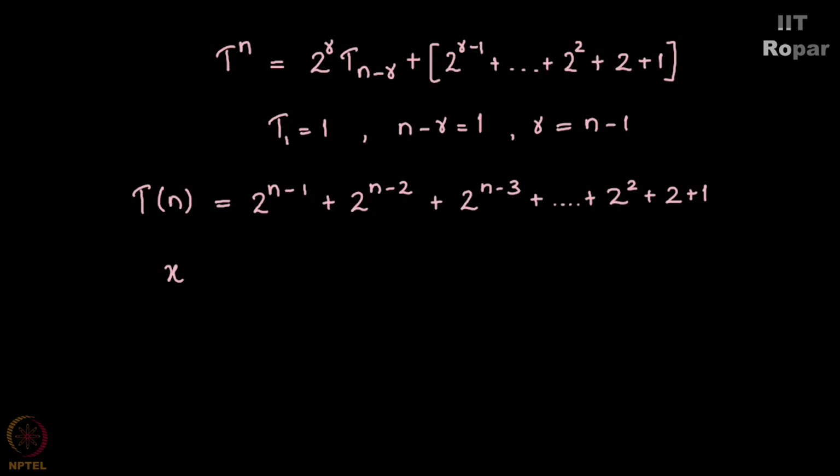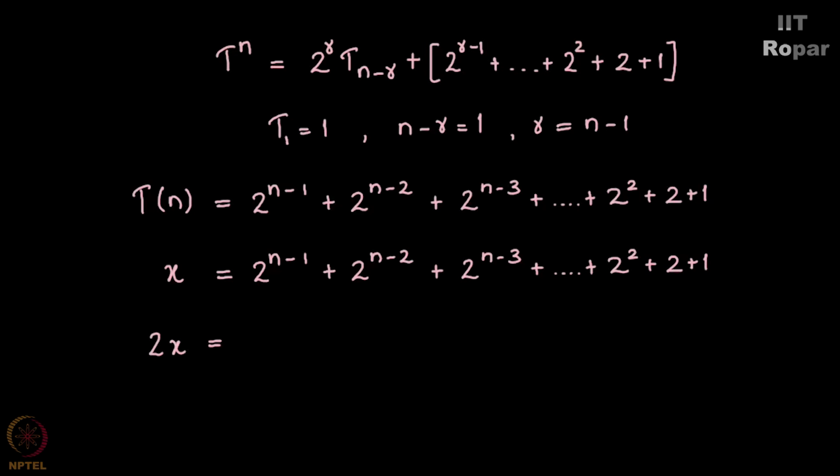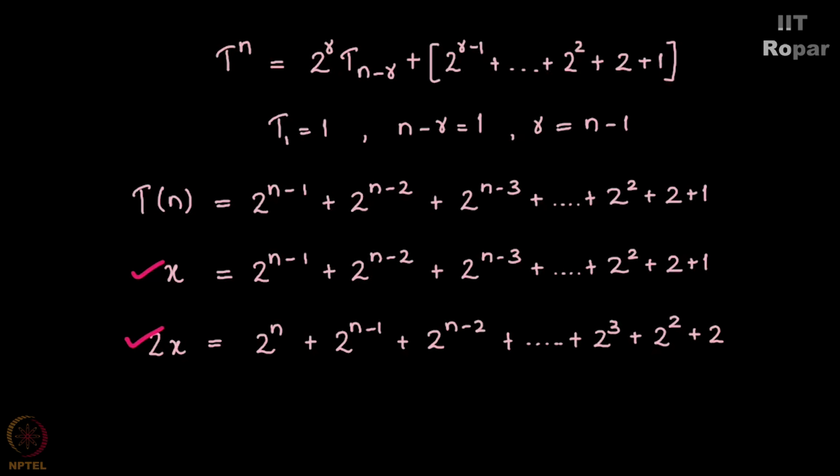So now for simplicity, let me write this as x, and the right hand side remains as it is. And now I'm going to multiply 2 on both the sides. When I multiply 2 on both the sides, it becomes 2x equals 2^n + 2^(n-1) + 2^(n-2) + so on + 2^3 + 2^2 + 2. Now, I'm going to subtract this equation and this equation.